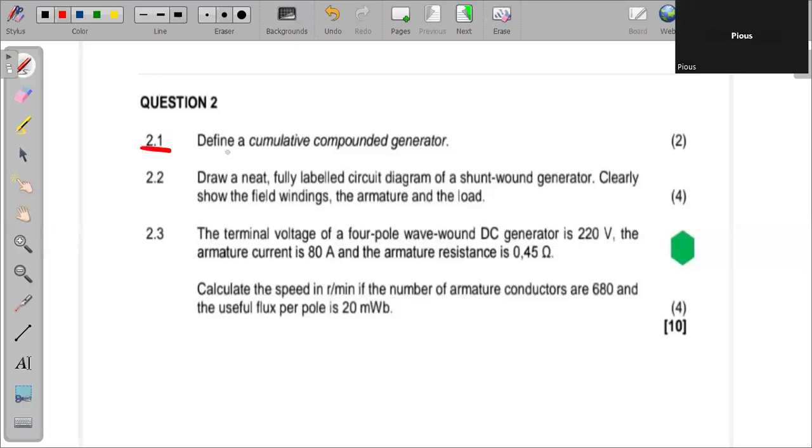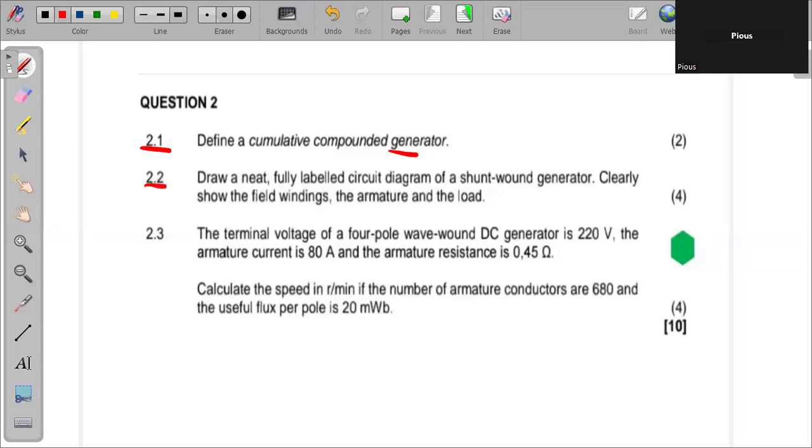Question 2.1 is saying define the cumulative compound generator. So we can define it as a generator in which the series and the shunt field coils are connected in such a way that the fields support each other to produce more magnetomotive force. Or we can define it as a generator in which the series field winding is connected so that the ampere turns act in the same direction as those of the shunt field. Right, so that's the definition we can give of the cumulatively compound generator.